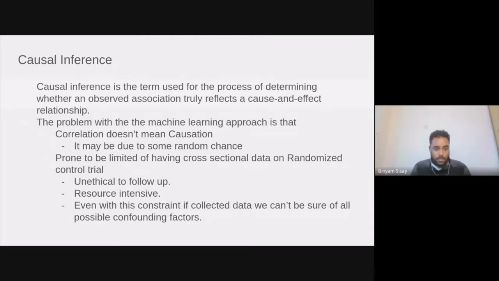And the second thing is we are prone to having limited data, which is most probably cross-sectional data, and in the best case scenario, a randomized control trial. And the problem here is that it's unethical to follow up the patient or the person. Let's say a person is a smoker, and you can't just go there and ask him to stop smoking so that you can see whether not smoking cigarettes can minimize cancer or not. In the same way, you cannot ask a person to start smoking and see whether smoking causes cancer. You don't have data for that.